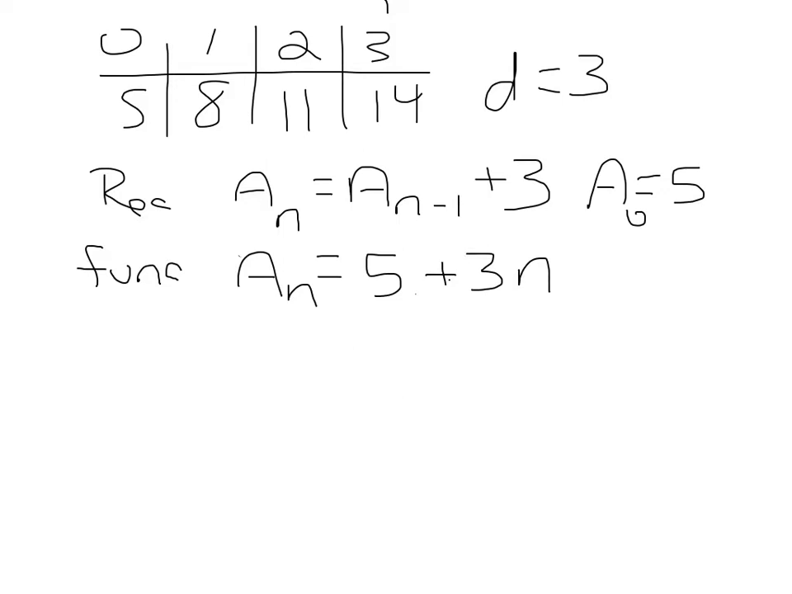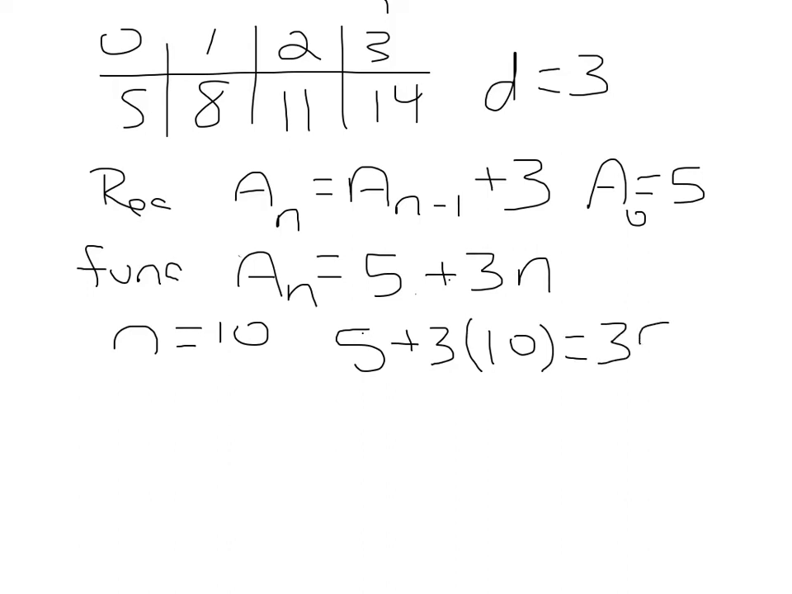Then it wanted the specific term when n is equal to 10. So you use the function formula, 5 plus 3n. You erase the n and put in the amount we are asking for, which is 10. Multiplication first, which is 30, plus 5, which is 35. Therefore, the amount underneath 10 on the table will be 35.